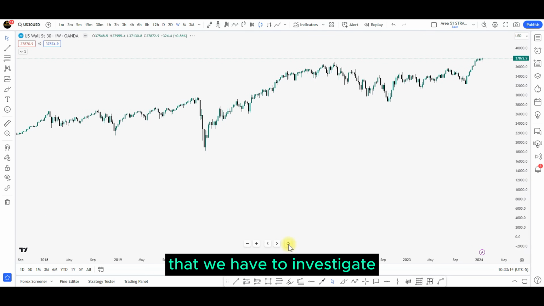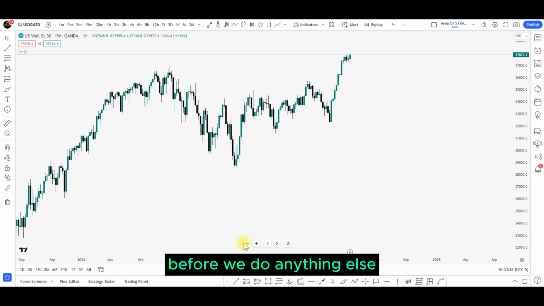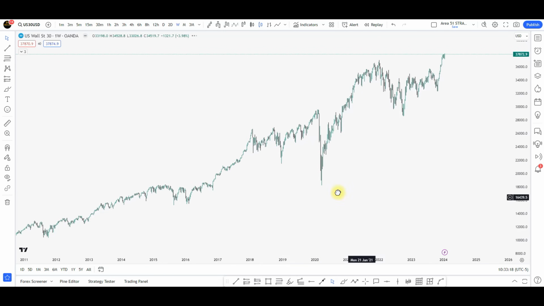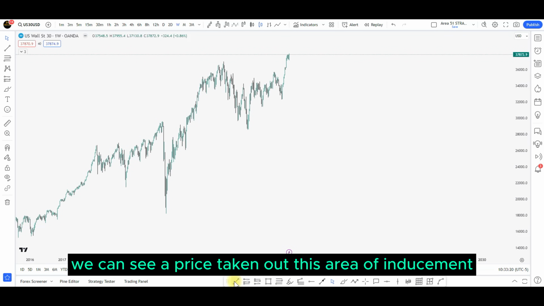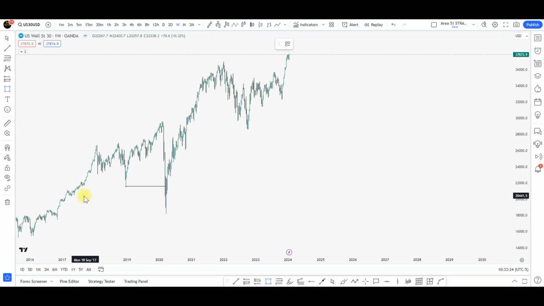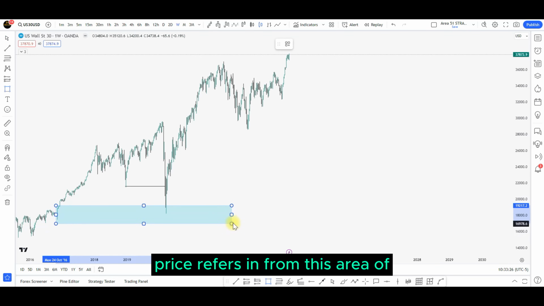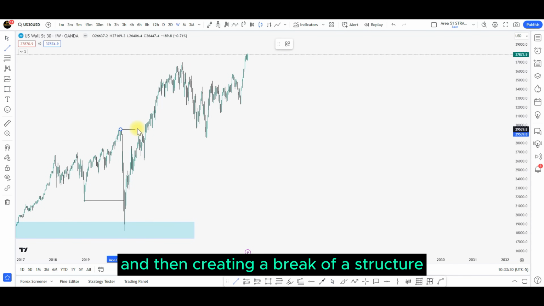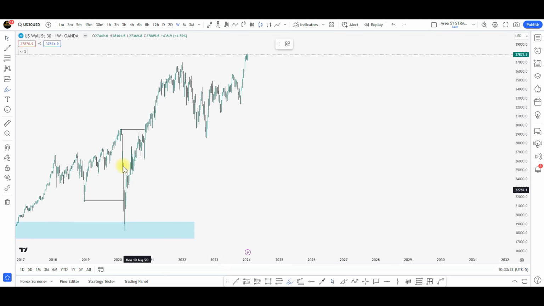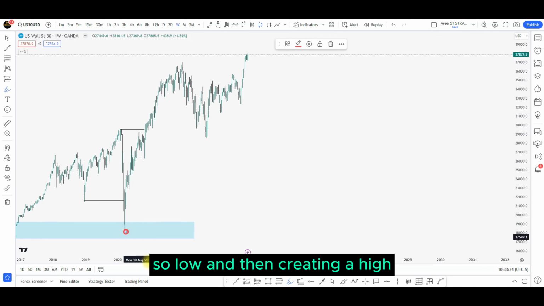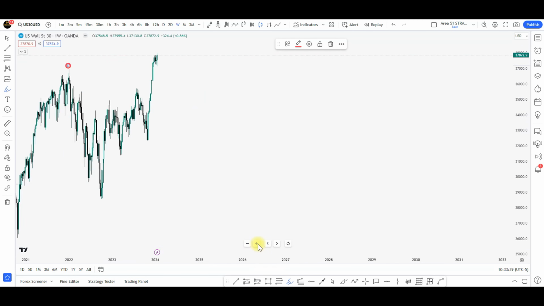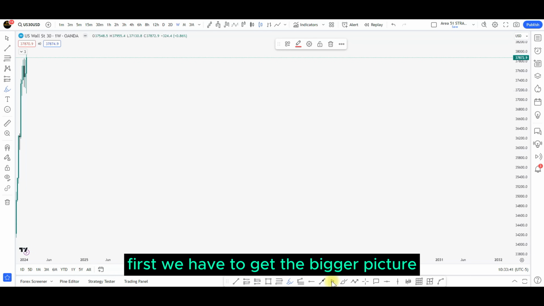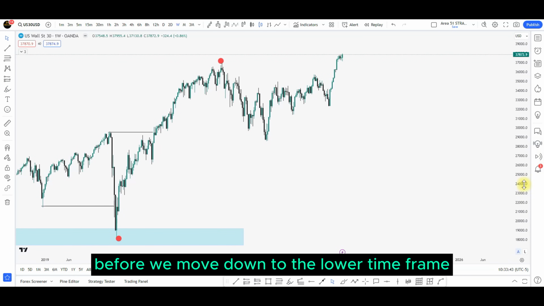We have to investigate what's happening on the weekly time frame before we do anything else. On the weekly time frame, we can see price taking out this area of inducement, price reversing from this area of demand zone, and then creating a break of structure, so low, and then creating a high. This is what's going on on the weekly time frame. First, we have to get the bigger picture before we move down to the lower time frame.